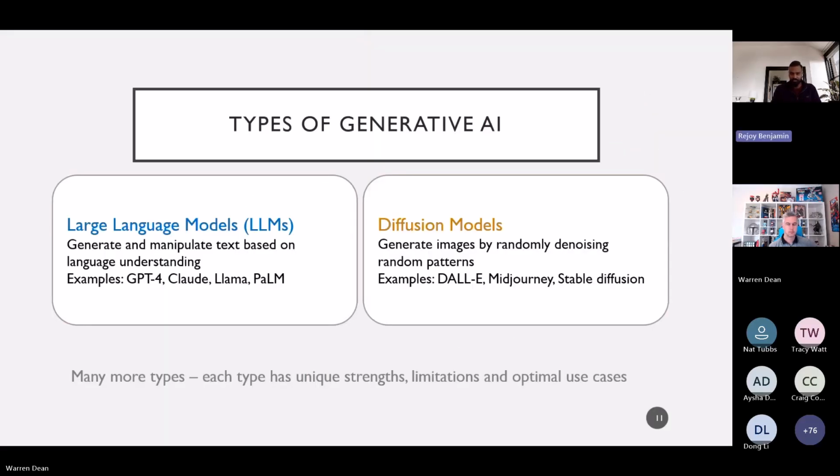So what are the types of generative AI? You've got two different types of models, among many. Two of the most important ones that I've picked out are large language models, LLMs. These LLM models are more text-based, and they really are based on language. It uses natural language processing at a massive scale.